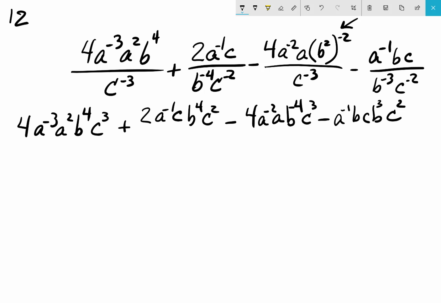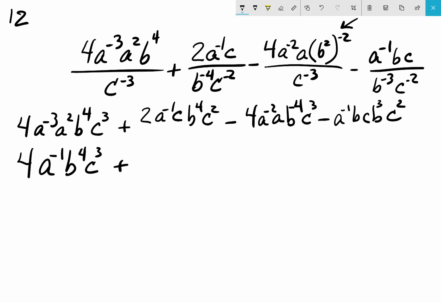All right, so you've got everything in the numerator, but now you still need to simplify so that you only have 1a, 1b, and 1c in each term with the proper exponent on each one. So in the first term, you've got 4a to the negative 3 times a to the 2. You're multiplying like bases, so you add the exponents. Negative 3 plus 2 is negative 1, so a to the negative 1. And you've got b to the 4, c cubed. Nothing else to do on that one.